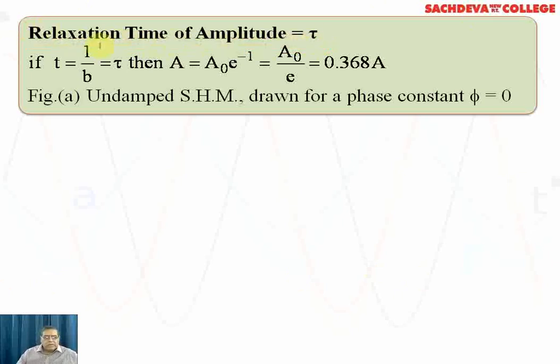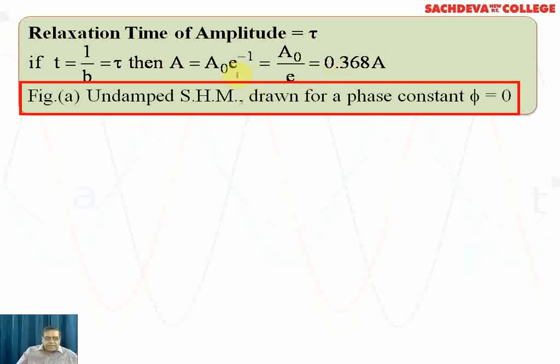Now we come to the relaxation time of the amplitude, that is tau. So if t is 1 over b, that is equal to tau, then A is A naught e to the power minus 1. This becomes A naught over e, the negative exponent being made positive. So A will be equal to A naught by e, and the value of 1 over e is 0.368, which is multiplied by A naught.